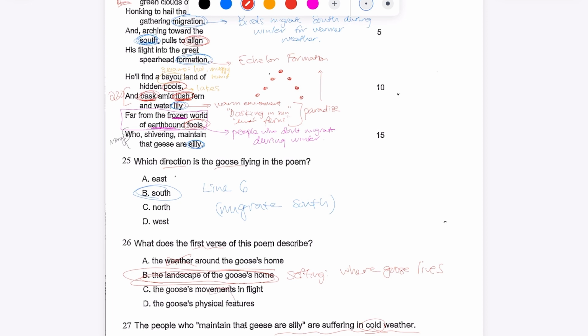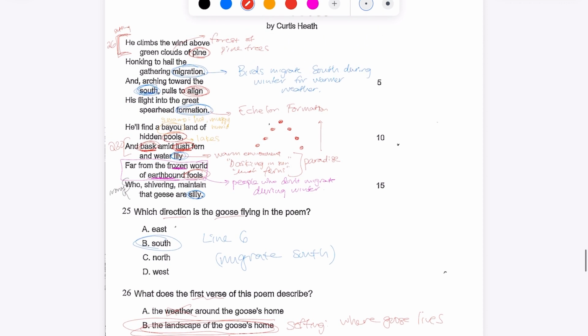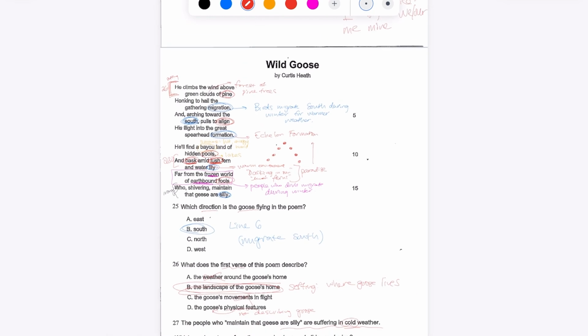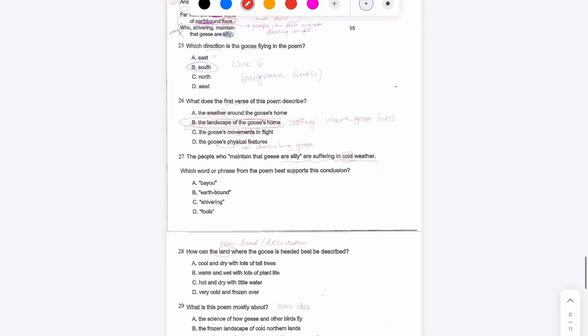It's not about the movements in flight. It's also not about the physical features of the goose. We're not describing the goose. So again, there's a metaphor here because you're comparing this forest of pine trees to clouds. Yeah, that's a physical setting.